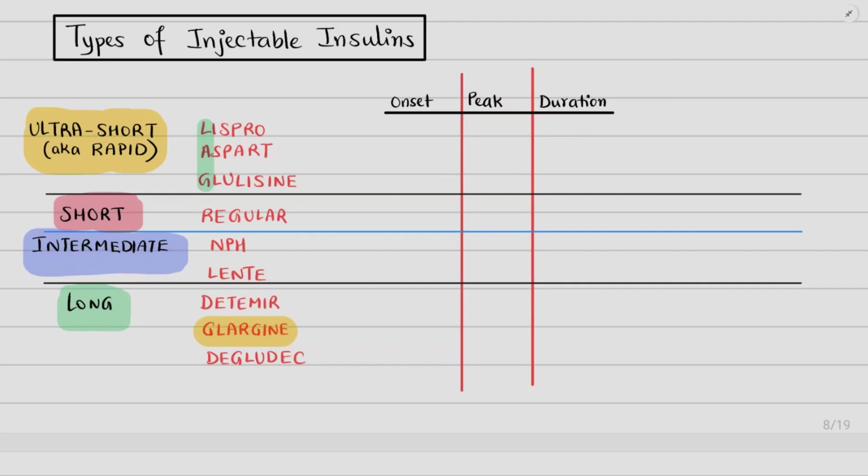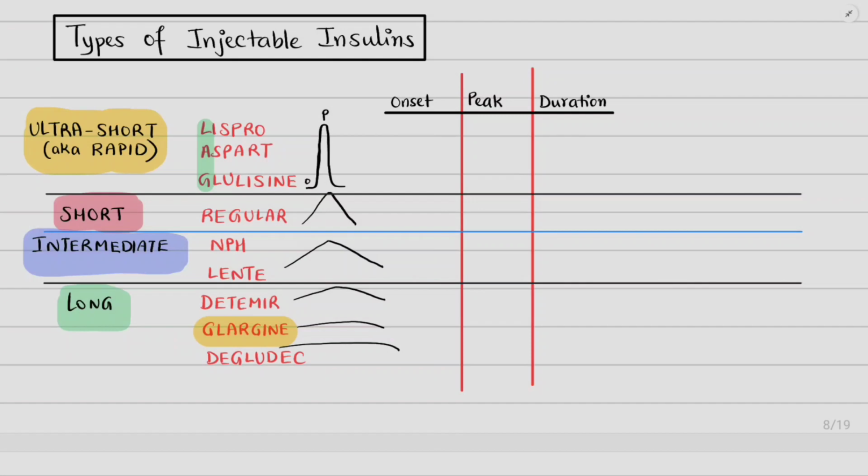Now their patterns of insulin release are as follows. Lispro, since it's ultra short acting, the insulin level peak rises very sharply. Then with the short acting, the peak rises a little bit more gradually. Then NPH, since it is intermediate acting, its duration of action is longer and the peak is reached very gradually. And finally long acting insulins, Glargine and Degludec, nearly have no peak at all, but they maintain a long duration of insulin release.